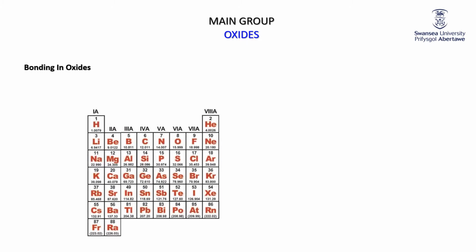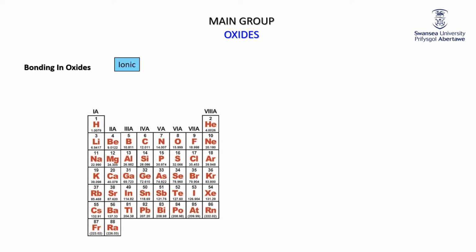Now, the rest of the main group topic is going to be talking about compounds, and we're going to start off with oxides. There are going to be many movies associated with oxides, but I thought it would be worthwhile, before we get specific about the oxides of different elements, to talk about them in general. One of the ways we can do that is by looking at the bonding.